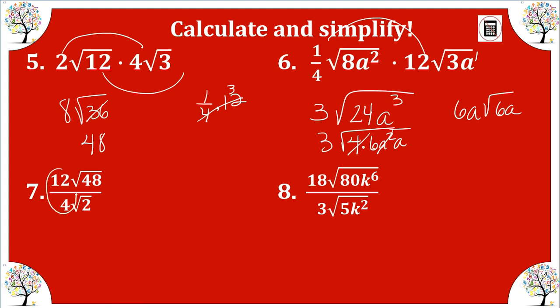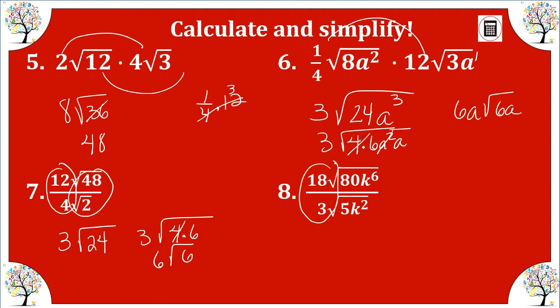Dividing, you're simply just going to simplify or divide your coefficients. 12 divided by 4 is 3. You're going to divide your radicands if you can, and we get radical 24. We can break down 24 into 4 times 6. The square root of 4 is 2. 2 times 3 is 6, radical 6.